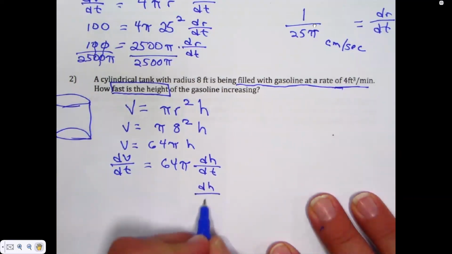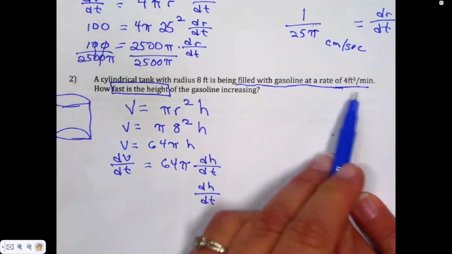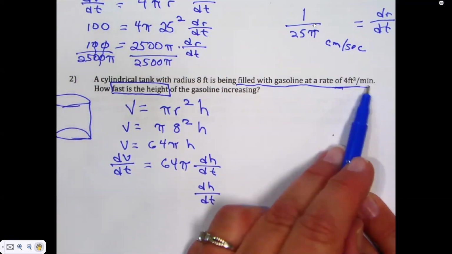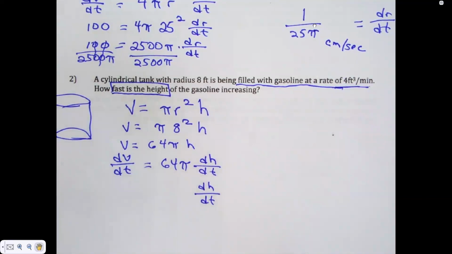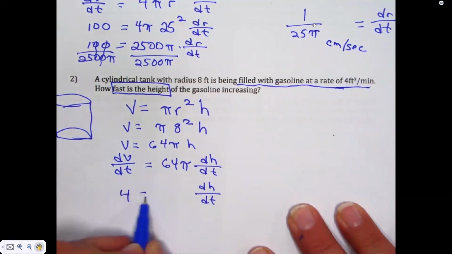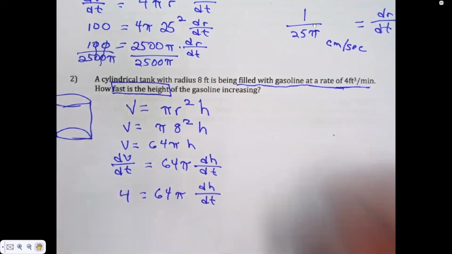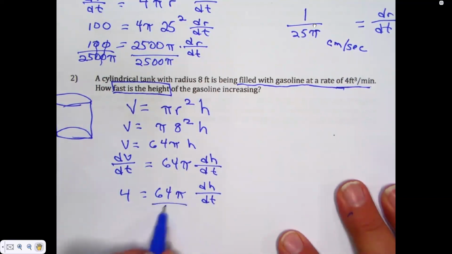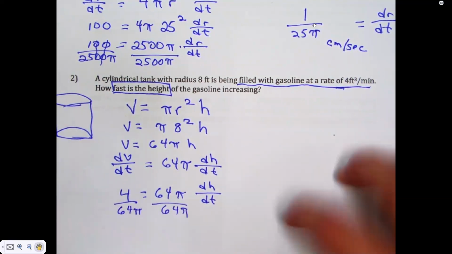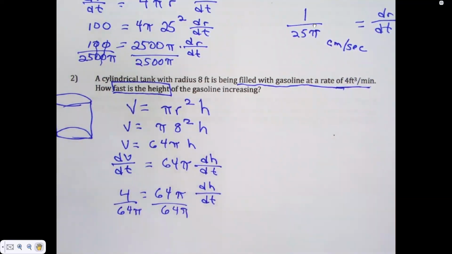That's the rate of the height. So what is this 4 cubic feet per minute? That's the rate of the volume. Okay, that's the rate of the volume. So 4. Good. And then how do we solve that? Just divide by 64 pi. 64 pi. Can we see any of this? Yeah, okay. And that's the answer.